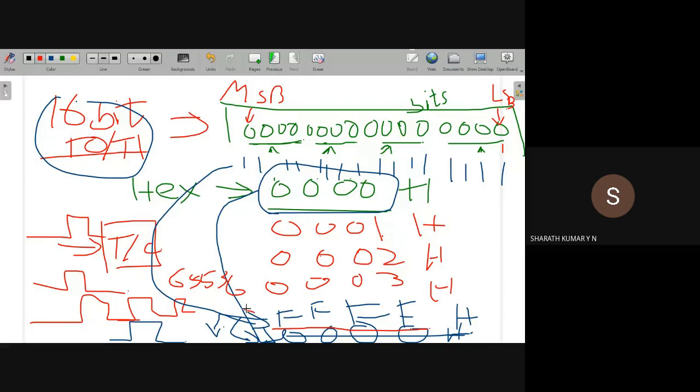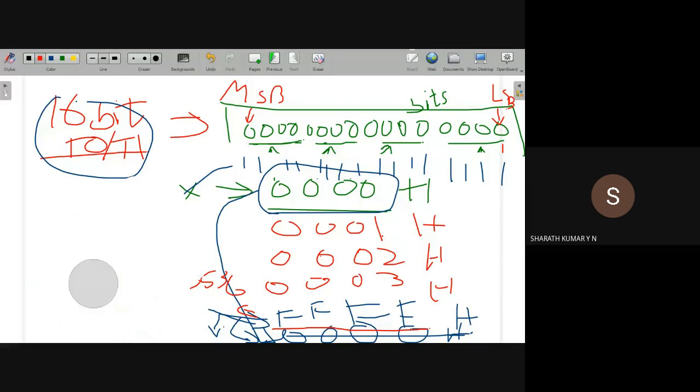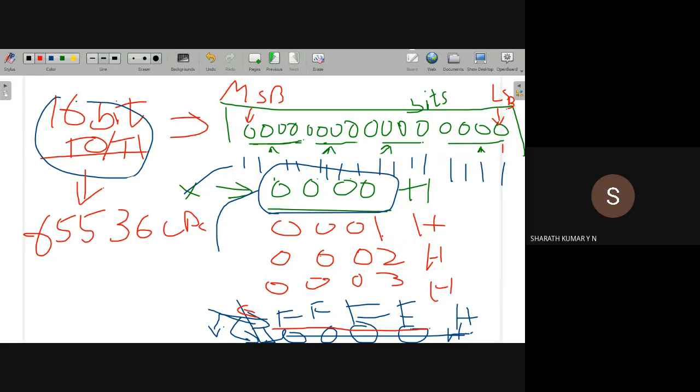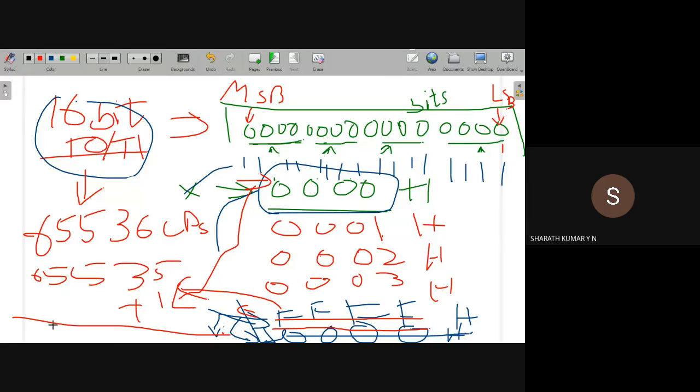FFFFH corresponds to the decimal value of, no, let me erase this part, guys, because I don't have any more space to write. Okay, so 16 bit of course corresponds to a count of 65,536 clock pulses, starting with 0 up to FFFFH, because FFFFH corresponds to 65,535. This 0 is in addition, so it is plus 1. So the total number of clock pulses it can count is 65,536.